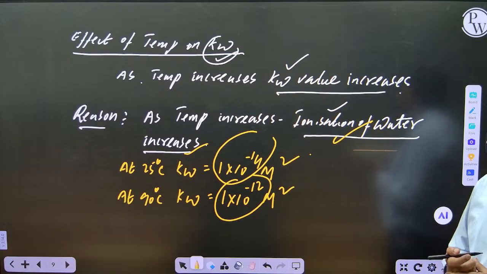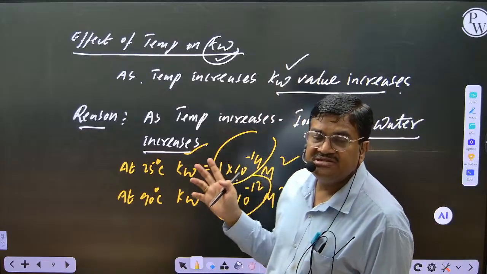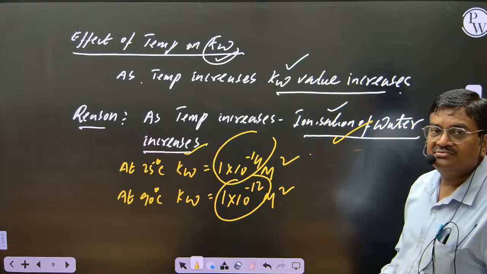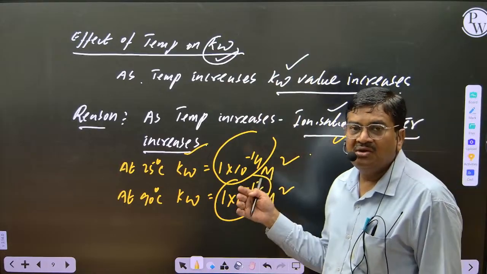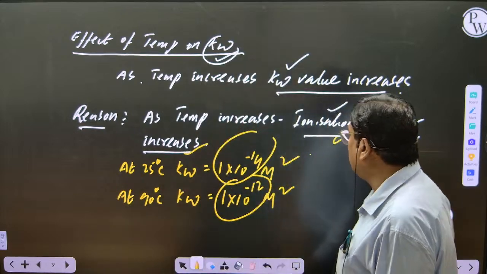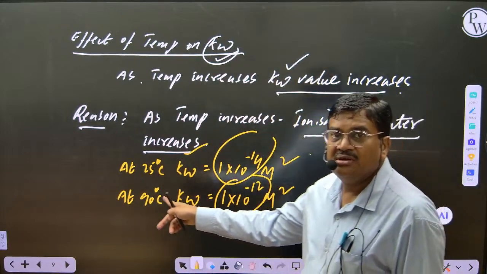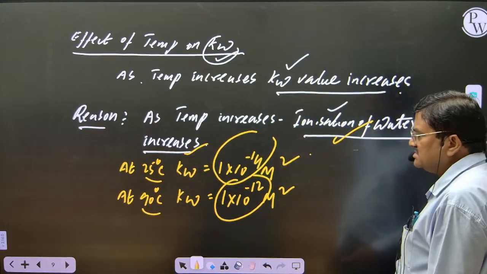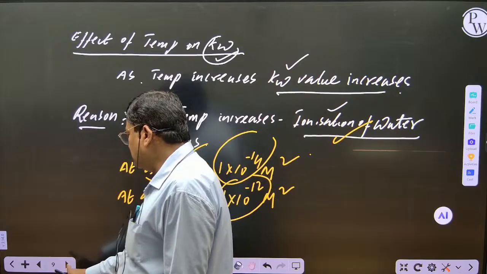Understood? So this is what they ask in the exam: the effect of temperature. Now write the next heading, applications of Kw. From the Kw value, what are the important applications we have? Right, applications of Kw. Copied, all of you? This you understood, no? With increase in temperature, Kw value increases. Right, next heading, applications of Kw.